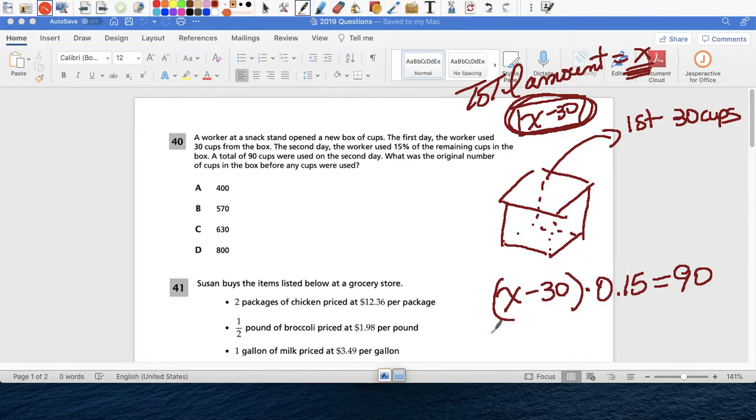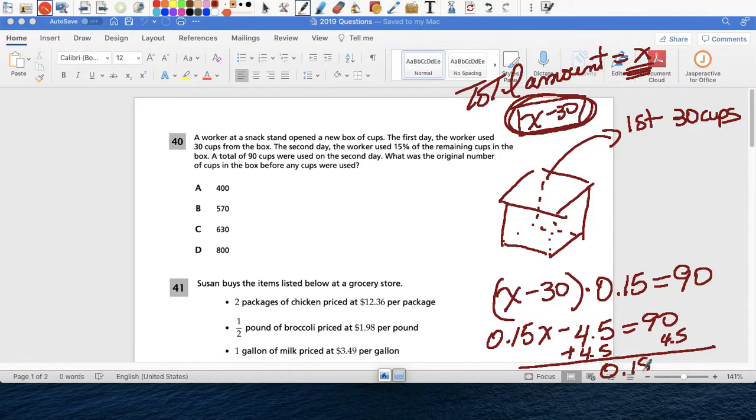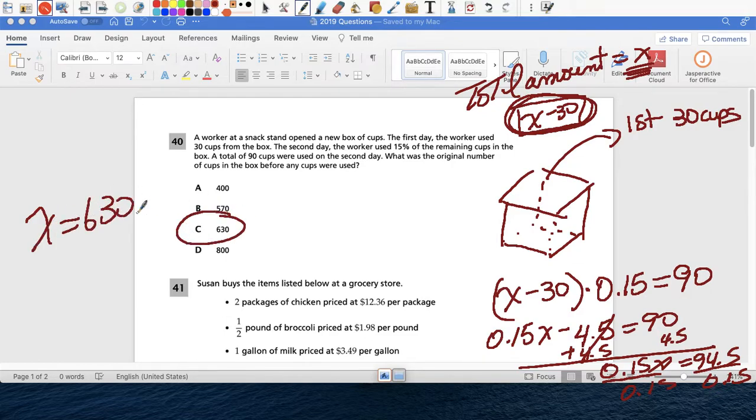So distributive property, we get 0.15x minus, what's 30 times 0.15? 4.5, equals 90. We're going to add 4.5 to both sides. We get 0.15x equals 94.5. If you divide both sides by 0.15, x equals 630. So the original amount is 630.